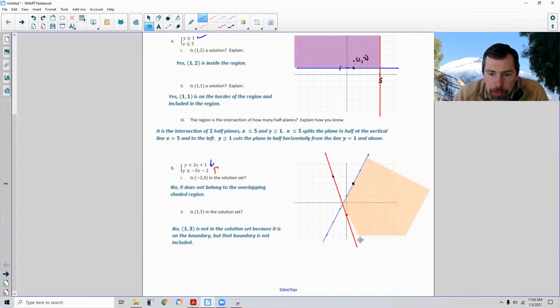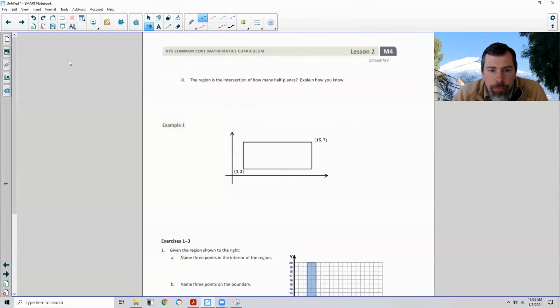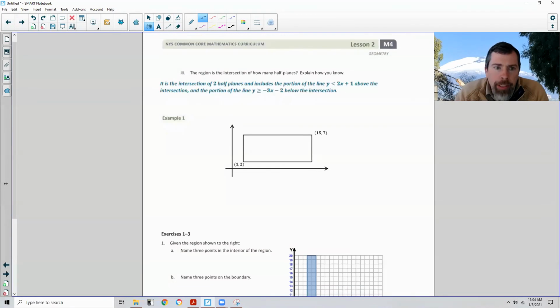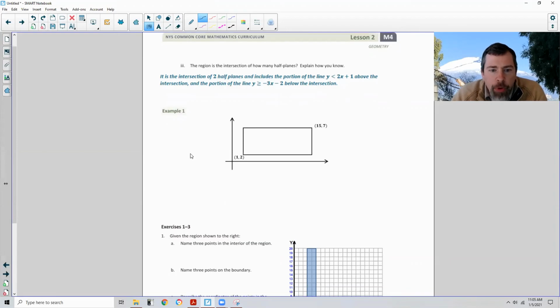So this red line splits the plane in half. There's a half on the left and a half on the right, or a half above and a half below, depending how you're looking at it. And the blue dash line splits it into 2 parts. So what's the answer to this part? It is the intersection of 2 half planes and includes the portion of the line y is less than 2x plus 1 above the intersection, and the portion of the line y is greater than or equal to -3x minus 2 below the intersection.